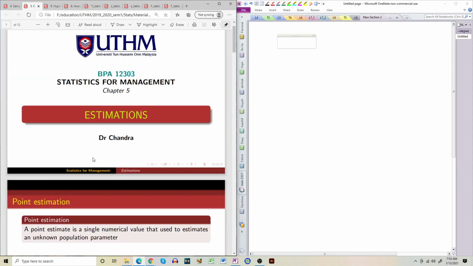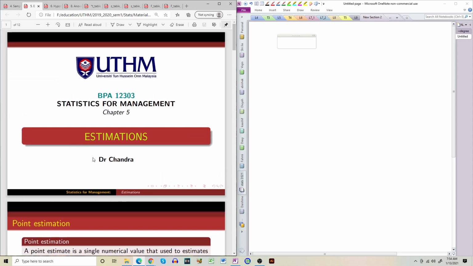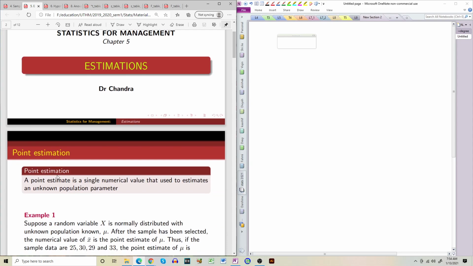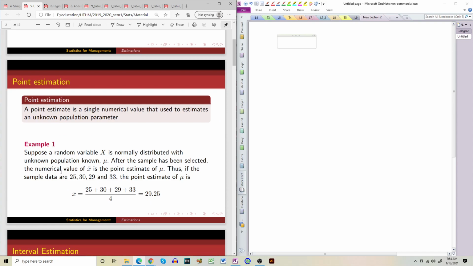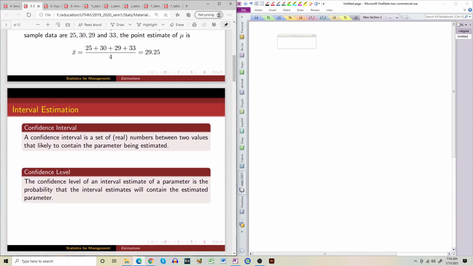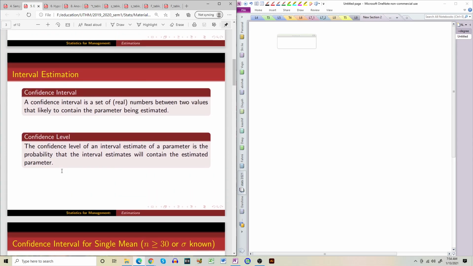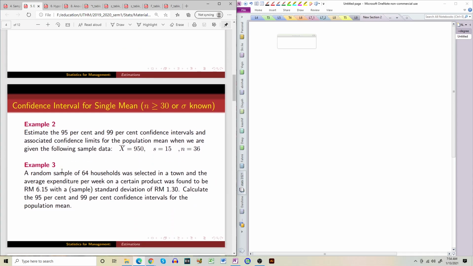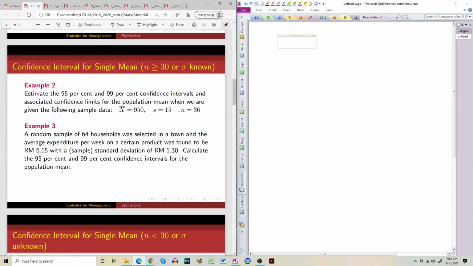Chapter 5 is estimation. Basically, to teach you quite fast, I'm going to skip the first slide. Point estimation, no need to learn. Interval estimation, when I go through some examples, I will tell you what that is. Now for us to do chapter 5, let us look at example 2, and before example 2, estimations.